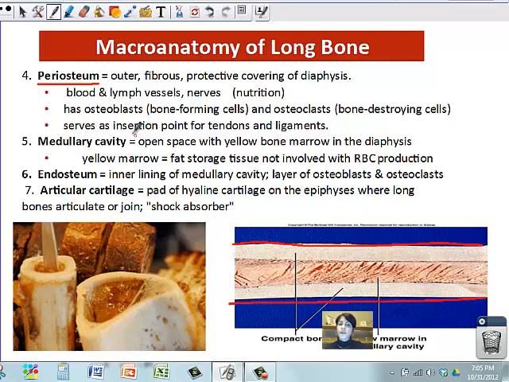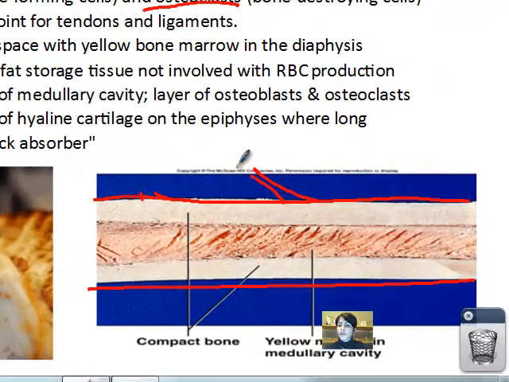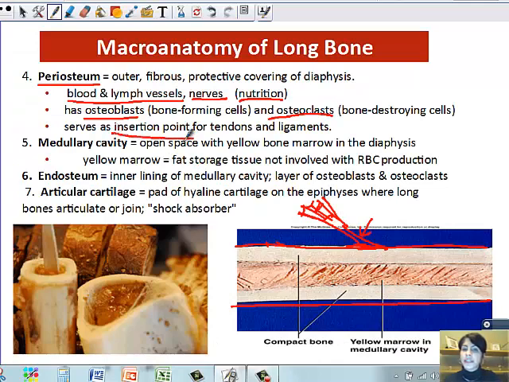The periosteum also provides nutrition for the bone, so this is a place where you're going to find blood and lymph vessels as well as nerves. This is a place where osteoblasts, which are cells that form bone, and osteoclasts, which destroy bones, are found. And the periosteum also acts as the place where you'll find muscle attachment. So here I'm drawing a muscle right here, and that tendon is going to be attached to the periosteum. So it serves as the insertion point for tendons and ligaments.